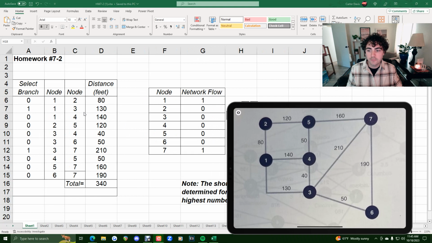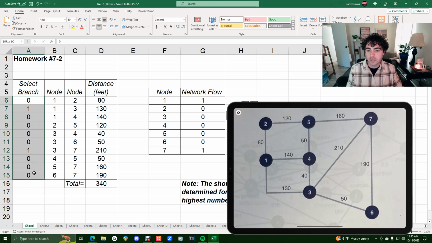So what they've done here is translated this chart into an Excel table. This is like the from and the to. From node 1 to node 2 is a distance of 80. From 1 to 2 is 80. From 1 to 3 is 130. So 1 to 3 is 130. From 1 to 4 is 140, and so on and so forth. So that applies all the way down.